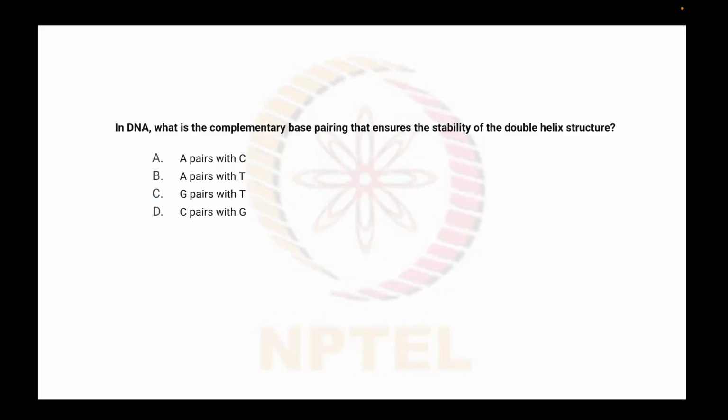Option B and D. Yes, both option B and D are correct. So A pairs with T forming 2 hydrogen bonds, and C pairs with G having 3 hydrogen bonds between them.